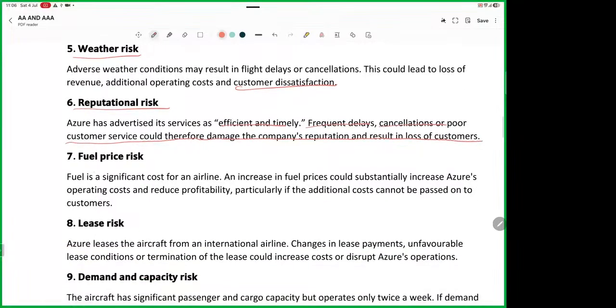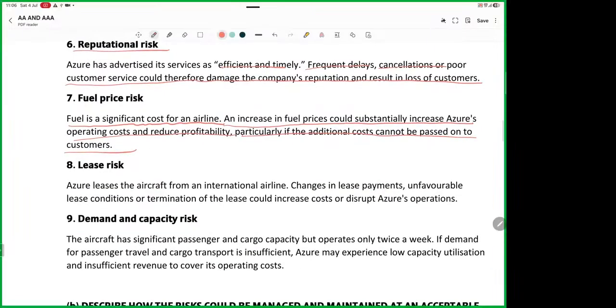Fuel price risk, the normal risks now. Fuel is a significant cost of any airline. An increase in fuel prices could substantially increase Azure's operating costs and reduce profitability, particularly if the additional cost cannot be passed on to the customers. We have the lease risk. Azure leases the aircraft from an international airline. Changes in lease payments, unfavorable lease conditions, or termination of the lease could increase costs or disrupt Azure's operations.